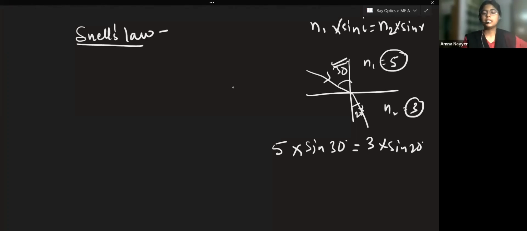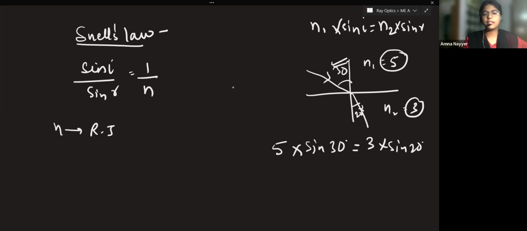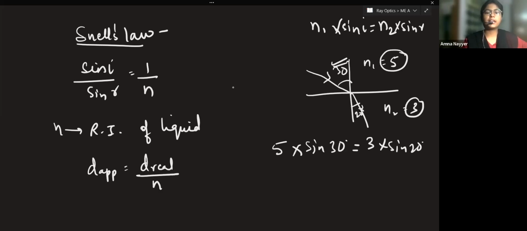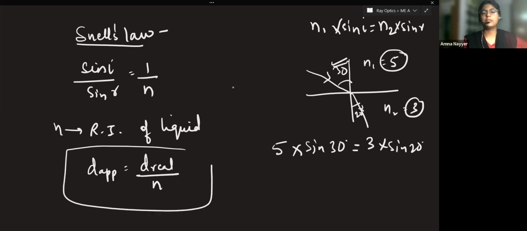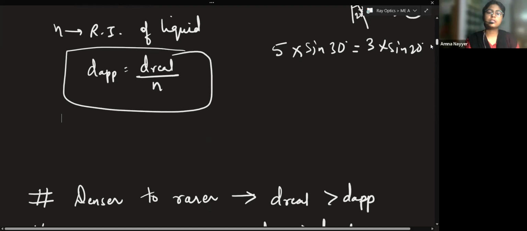I'll do it again. So here also, sin i by sin r will be equal to what? 1 by the refractive index, n2 by n1. One medium is here, the other medium is, let's say, n. n is the refractive index of the liquid. Here it is water, it can be any liquid. So basically, apparent depth is equal to real depth divided by the refractive index. This is actually the formula. Because sin i by sin r is apparent depth by real depth. So this is the formula of apparent depth.